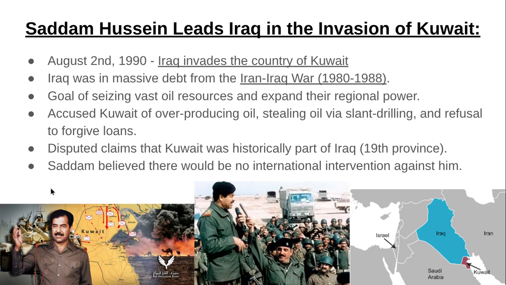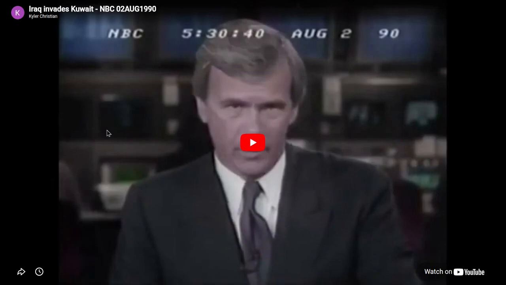Iraq had disputed claims that Kuwait was historically part of Iraq, its 19th province, and Saddam also believed that there would be no international intervention against him. This ended up not being true. Here's another image of the conflict. There's a news broadcast from the night that it occurred.